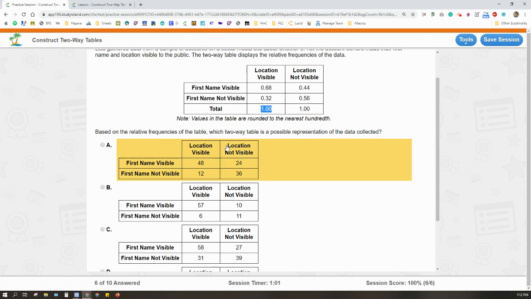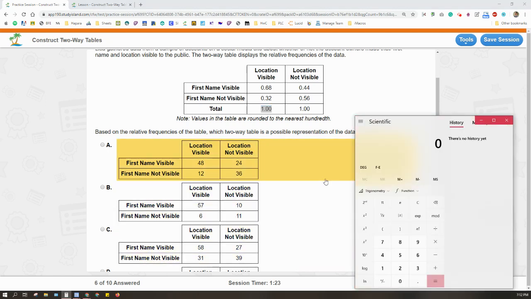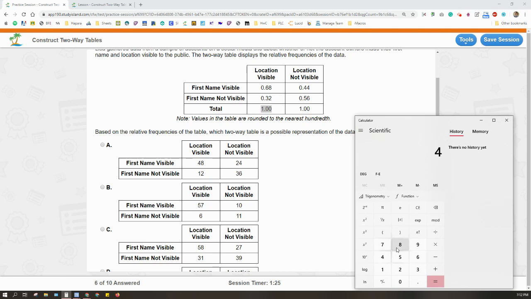You can ignore the location not visible numbers because we are looking at a column relative frequency table on the top. 48 is what percent out of the total for the column? Well, what is the total for this column? There are 48 plus 12, that's 60. So all you have to do to get the relative frequency is figure out what percent 48 is out of 60, and you're on your way.